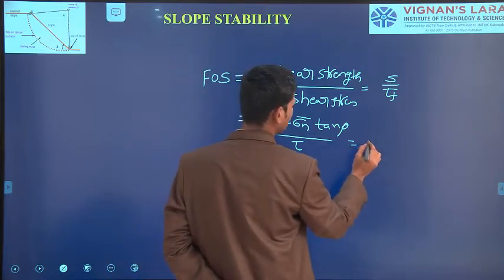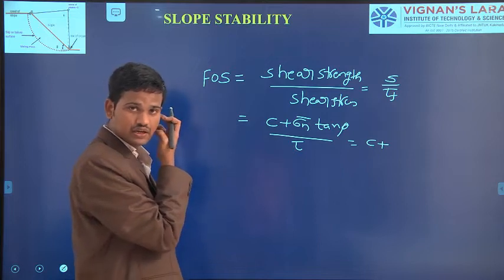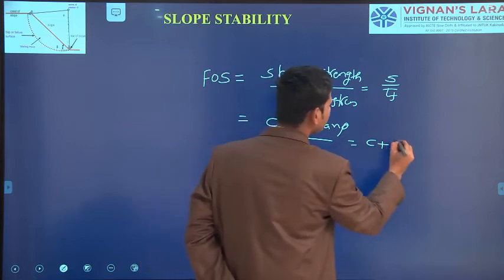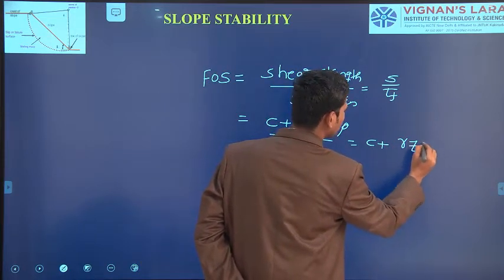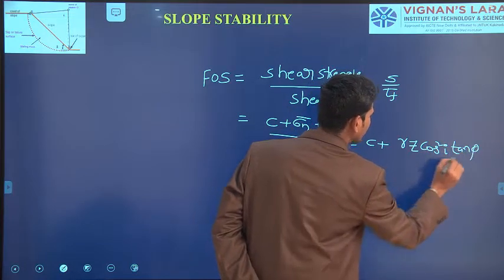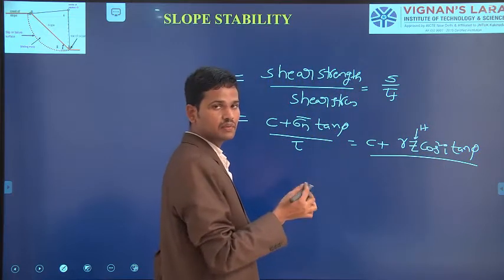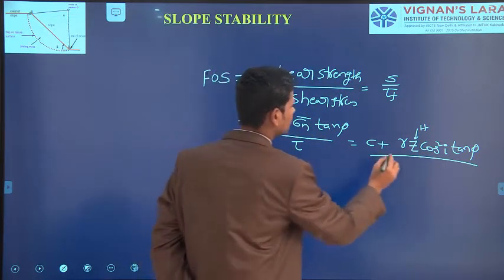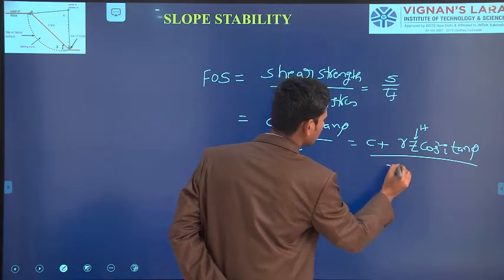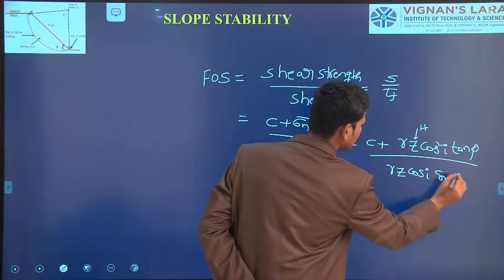For this we have the formula C plus sigma n bar tan phi, where sigma n bar is gamma z into cos square i. Sigma n bar is the effective stress; we already had that value. It will be gamma z into cos square i into tan phi. Here Z or H, whatever is given in the problem, that same value you have to represent. Otherwise you can substitute both values. Whereas the shear stress value will be gamma z into cos i into sin i.